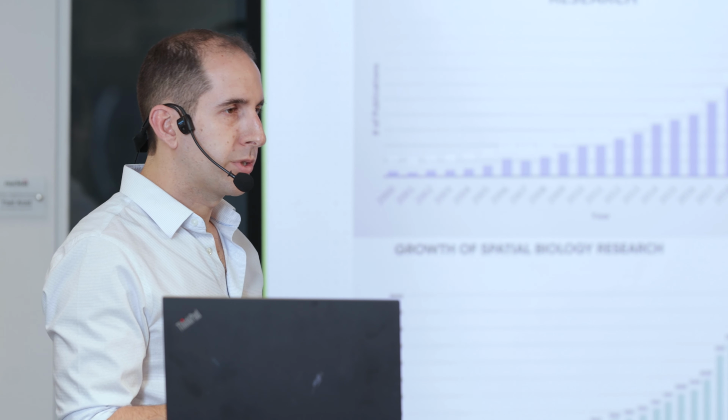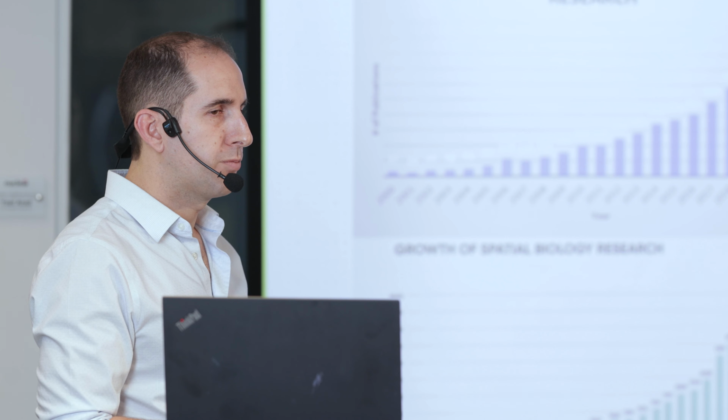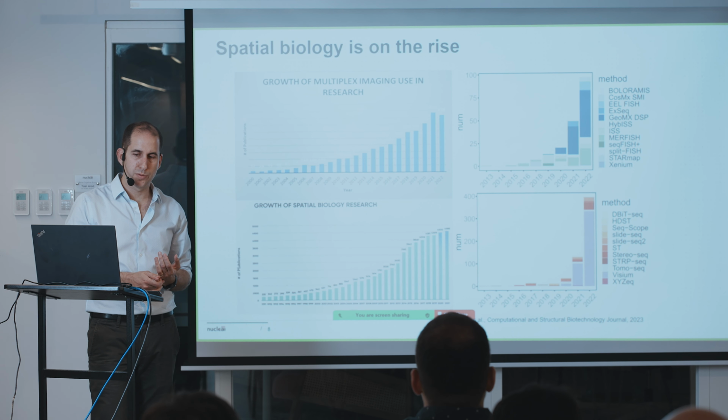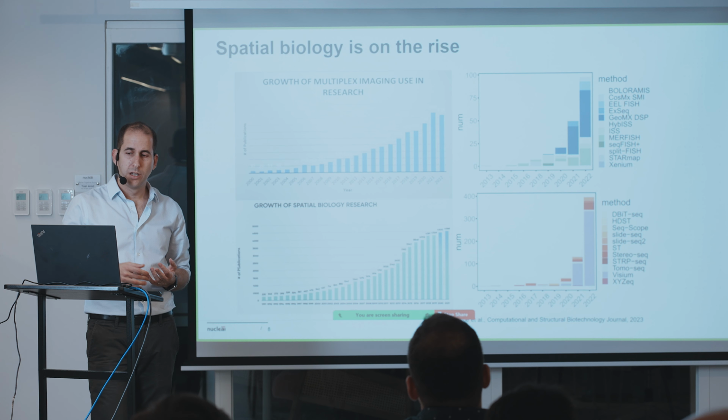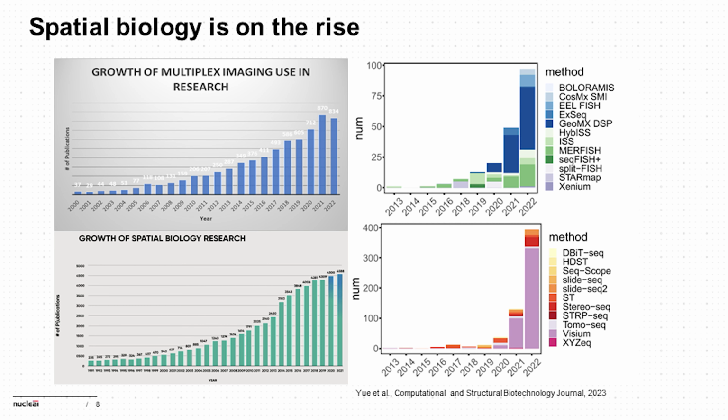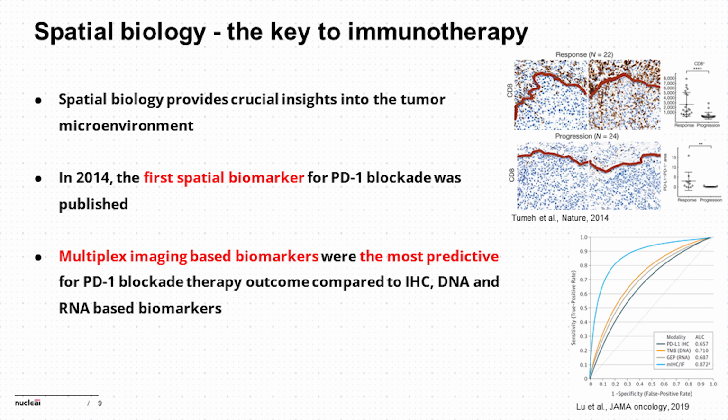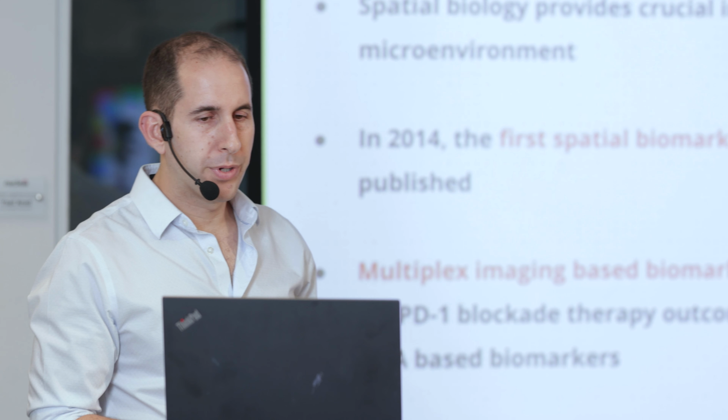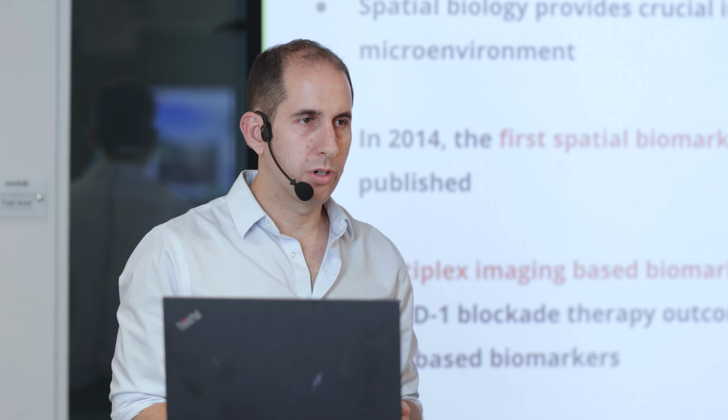decade, we can see an exponential rise in the number of publications related both to spatial biology, to multiplex imaging, or to the RNA-based modalities such as Visium, which is the whole transcriptome, spatial transcriptomic, and GeoMx of NanoString. Now, the reason that this rise is happening is because spatial biology is very important to understand immunotherapy and to understand both response and resistance mechanisms to immunotherapy, because it provides crucial insights into the tumor microenvironment.